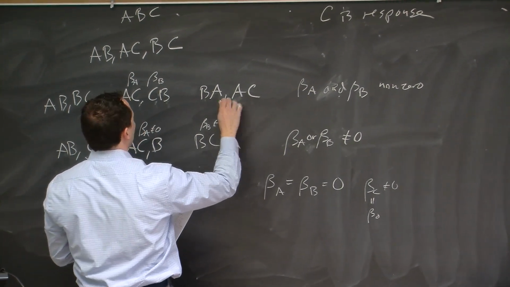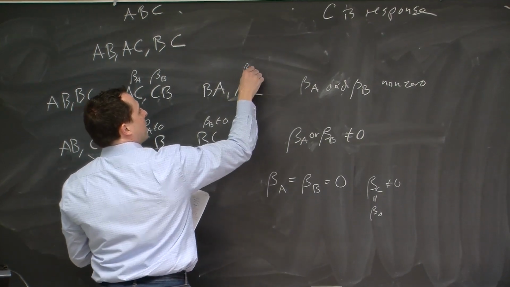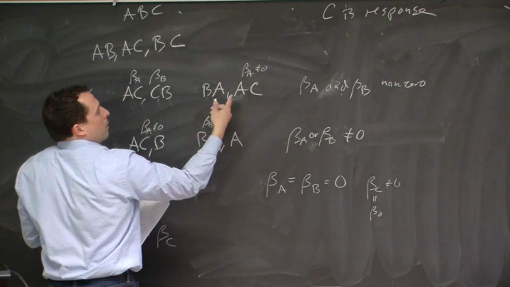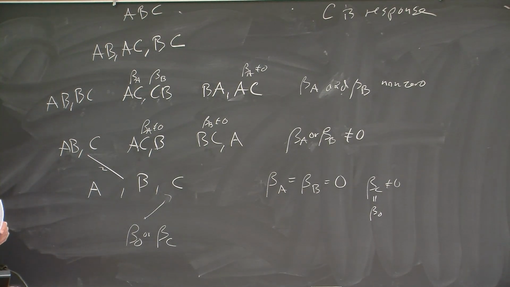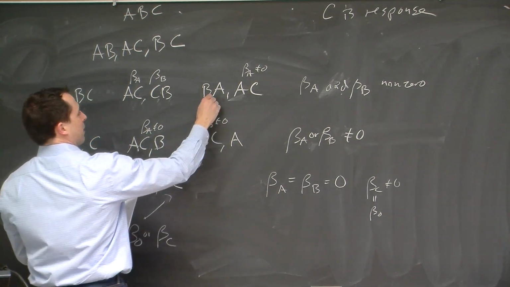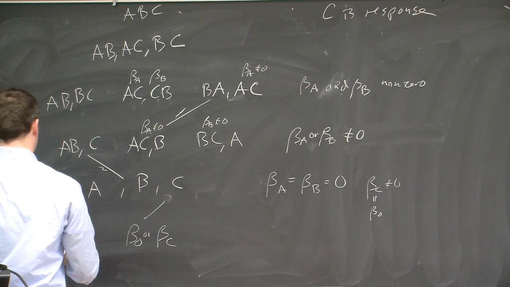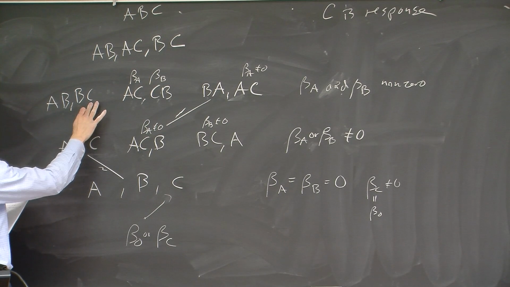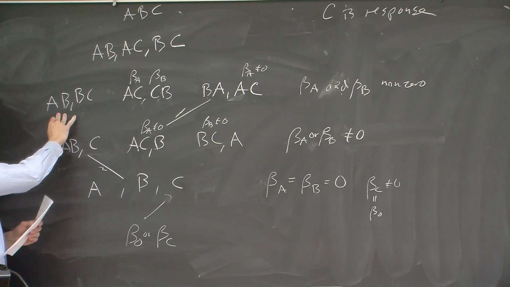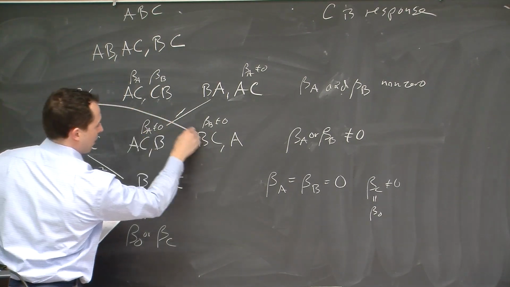What happens here? Beta A is non-zero, but we still have beta B equal to 0. Right? So this is actually the same as this model. And in this one, B and C are related. A and B have some relationship allowed, but we don't care about that because that's what we're conditioning on. So actually, this model and this model are the same.